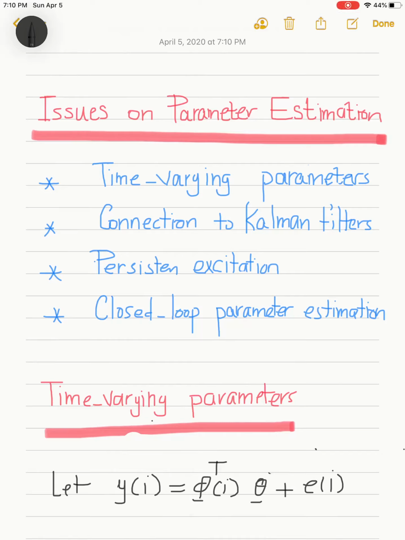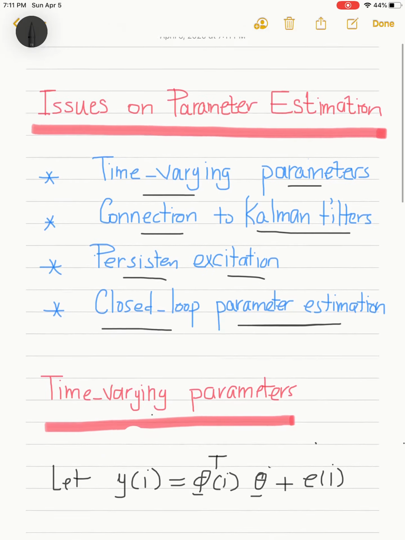Welcome everyone. We'll talk in this piece of the lecture on issues related to parameter estimation. So first I'm going to talk about the case when we have time varying parameters to be estimated. Then we'll see the connection between Kalman filter and the recursive least square estimators. Then we'll talk about the persistent excitation conditions. And finally, we'll talk about parameter estimation when we work in closed loop control systems.